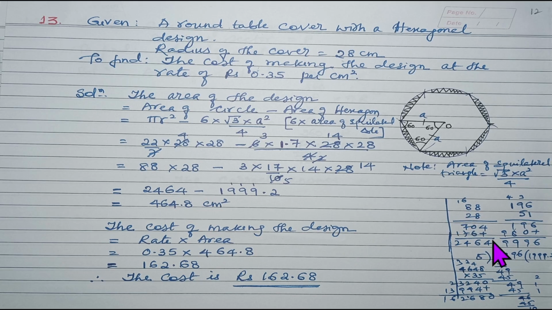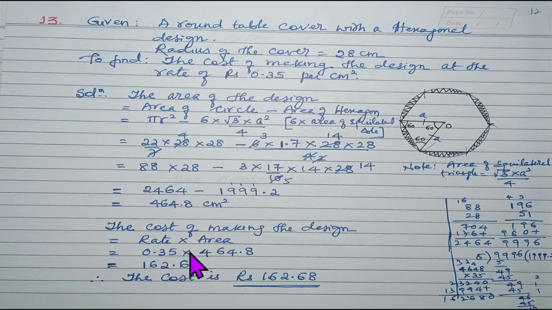Multiply this. I have done it here on the right side, you can have a look. So we have got 2464 minus 1999.2. That also I have shown here. Please understand the calculations, and the difference will be 464.8 centimeter square. So that is the area of the design of the circular table cover.